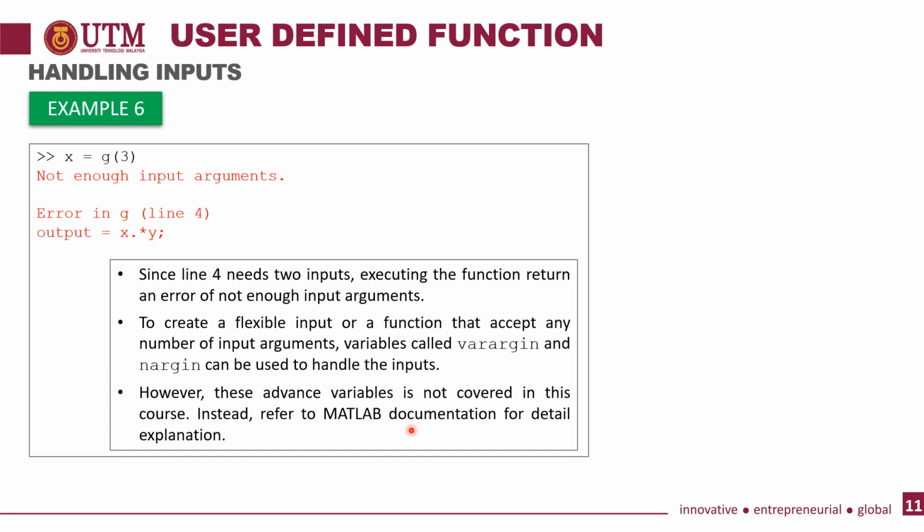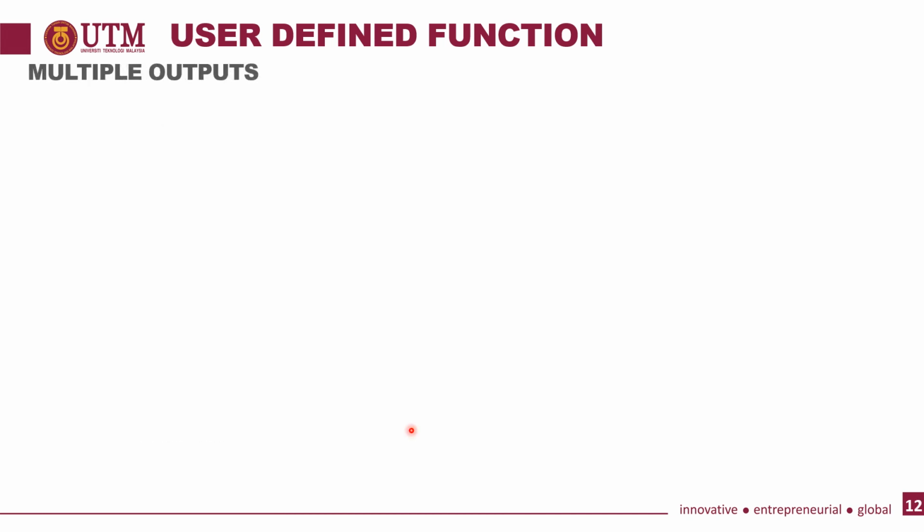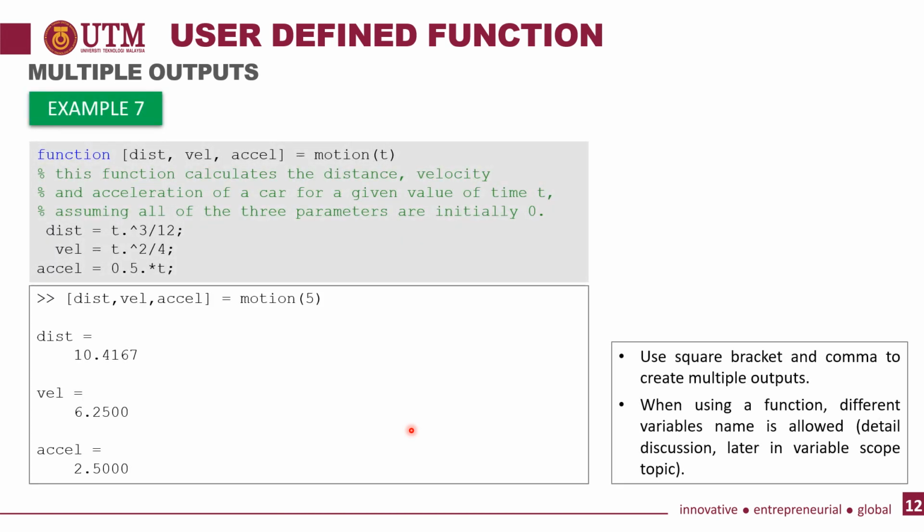Okay, next is multiple outputs. What if your function has multiple outputs? What will you do? Let's take a look at example number 7, where our function has multiple outputs. Our outputs are distance, velocity, and acceleration. If your function has multiple outputs, you must put them inside square brackets, and you must separate all of the outputs by using commas.